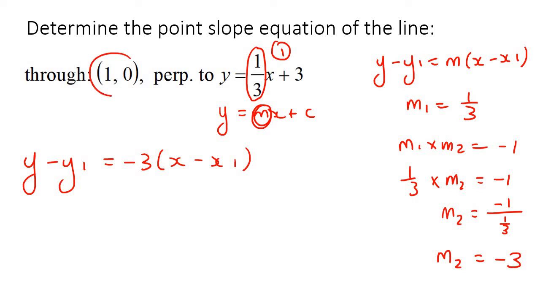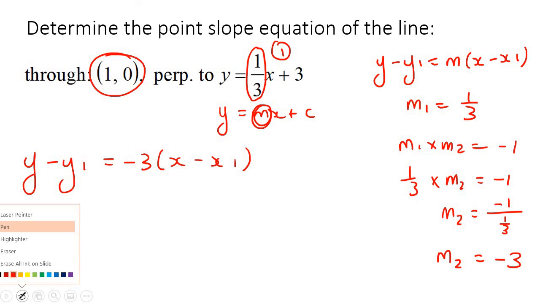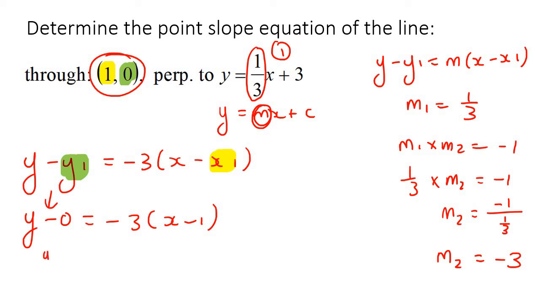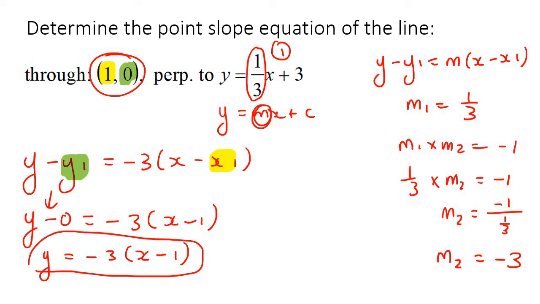Now we need to take this point and plug it in. We know that this is an x value and this is a y value. So we end up with y take away 0 equals -3 times x take away 1. Now y take away 0 is just y, so let's change that. And then that would be our final answer in point slope form.